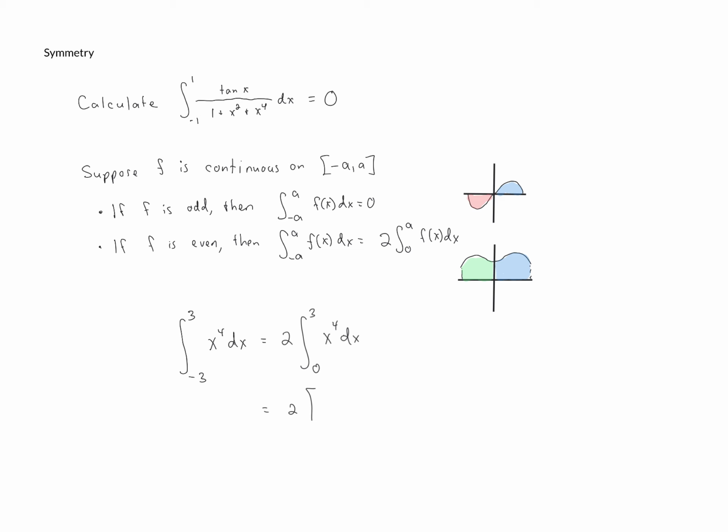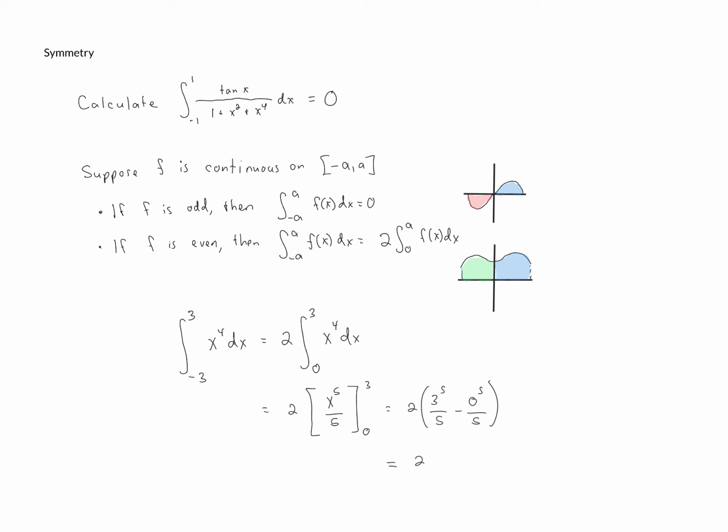And then we know the antiderivative of x to the 4th is x to the 5th over 5. We can evaluate that at 0 and 3, and we know when we evaluate this at 0, it's going to be 0, which is much nicer than trying to plug in -3. So anyways, we've got 2 times 3 to the 5th over 5 minus 0 to the 5th over 5. And that second term is 0.